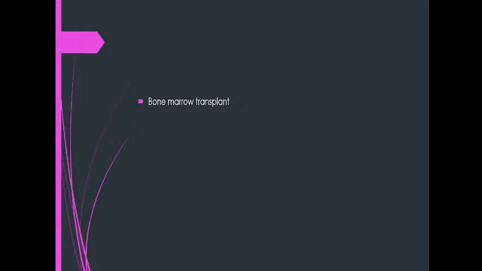So how does bone marrow transplantation happen? You need to find, of course, a patient who is what? You need to have a donor first. You have to have a donor first.